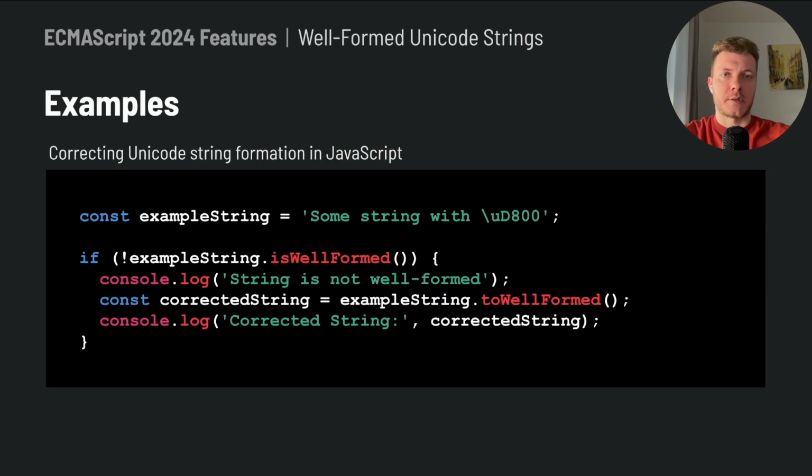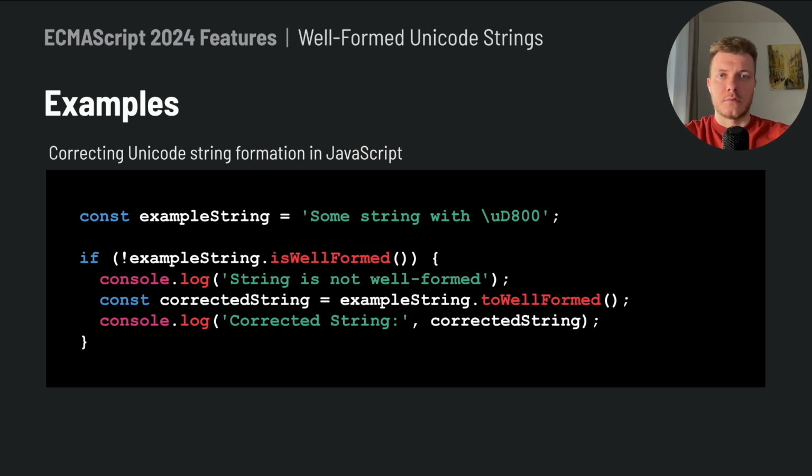Consider a JavaScript application interfacing with a Unicode-sensitive API. An ill-formed string could disrupt this integration, possibly leading to errors. For instance, a string containing a lone surrogate would not be considered well-formed. Using isWellFormed, we can effectively check the string's validity.